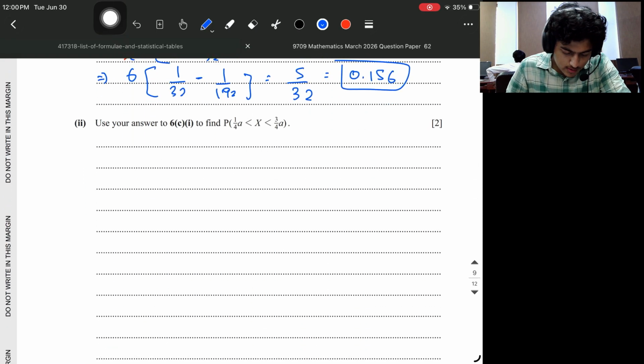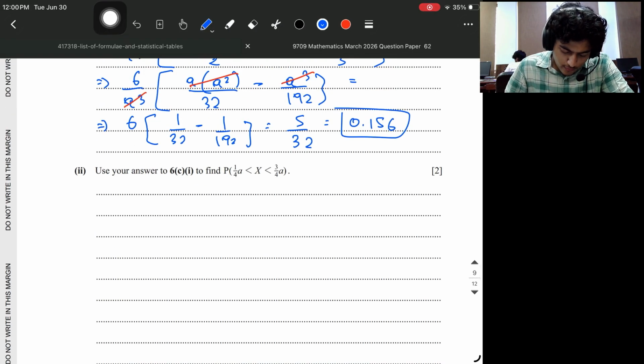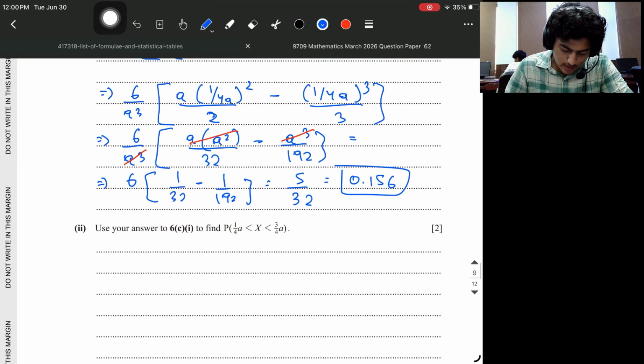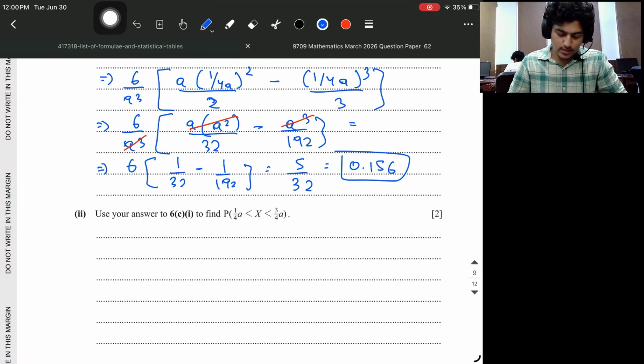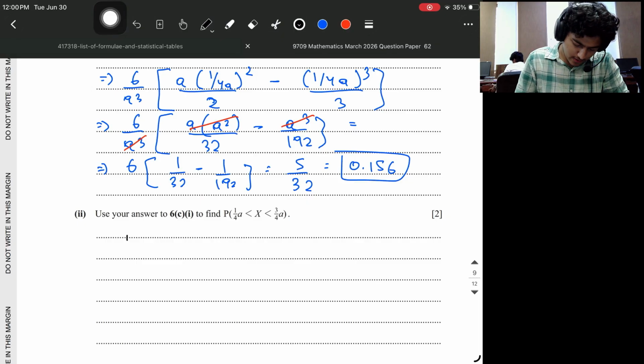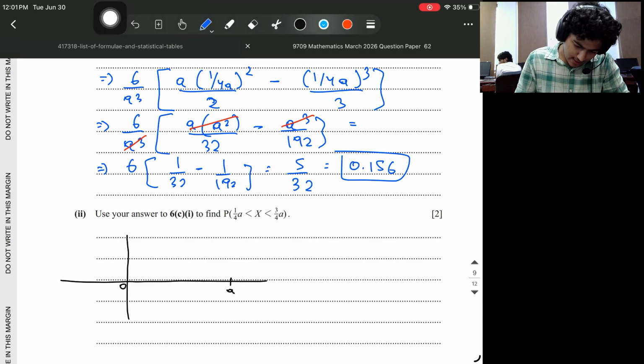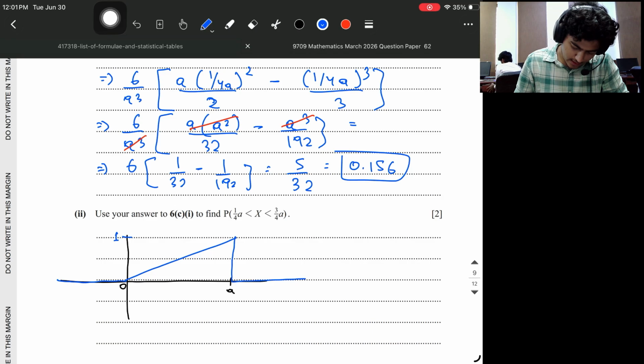All right, use your answer to 6c part 1 to find the probability of x between 1.4a and 3 upon 4a. This is quite simple, as I've stated above, we can just use the graph to solve this. So this is 0 and this is a. The graph before that will just be 0, the graph till a will be a curve, and the graph after that will be again 0.